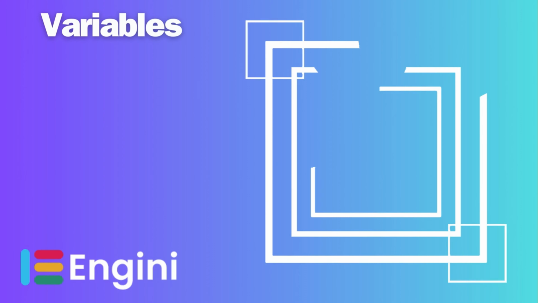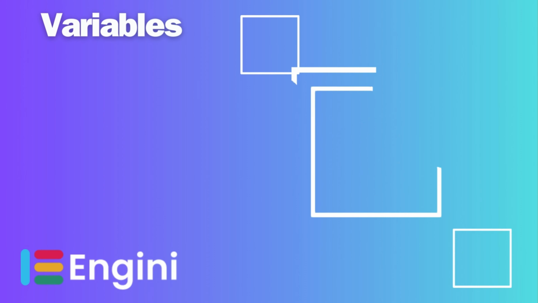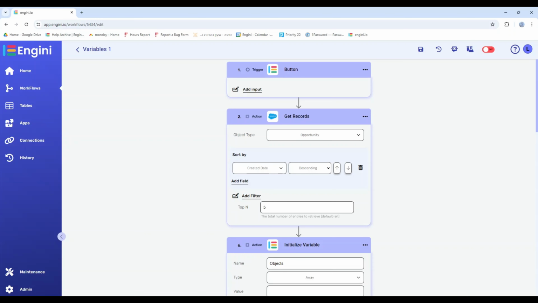Today we're going to demonstrate several examples of using variables in Engini. We'll walk through how to initialize variables, set values, append data to arrays or strings, and perform operations like incrementing and decrementing. These examples will show how variables can be used to dynamically manage and manipulate data within your workflows.